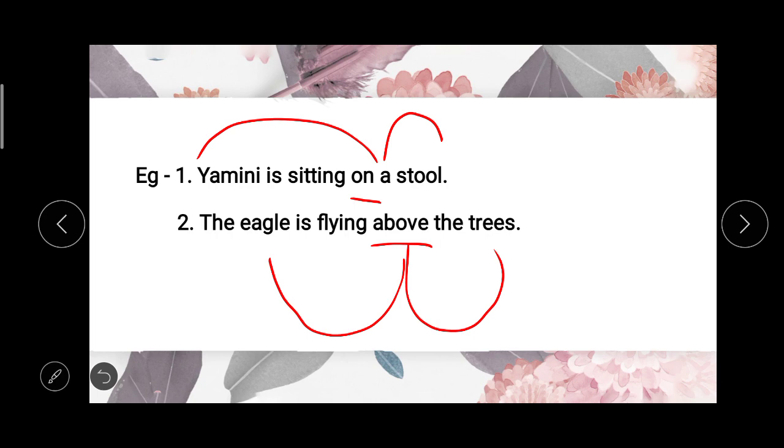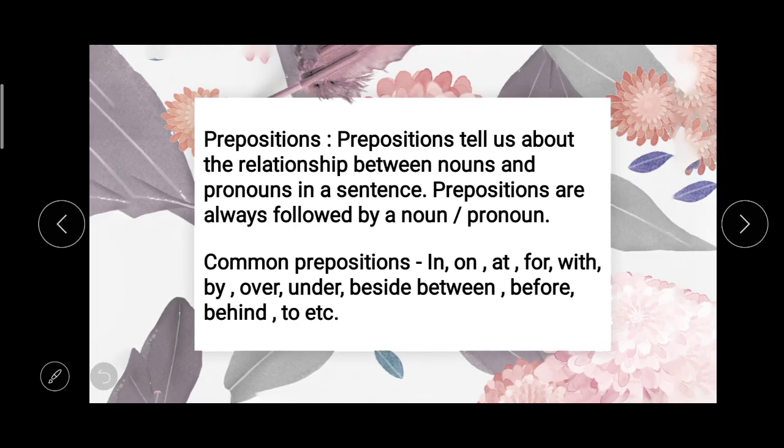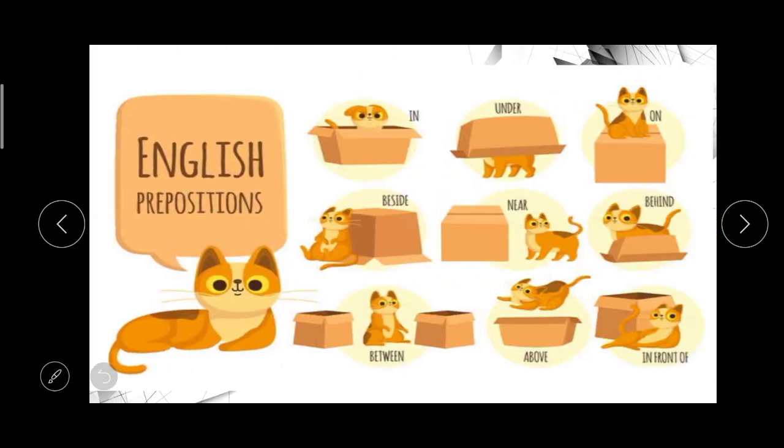And students, these words which are showing us the relationship between these two nouns in both the sentences, that is on and above, we will call them prepositions. So now let me show you the definition of a preposition. So students, prepositions tell us about the relationship between nouns and pronouns in a sentence. Prepositions are always followed by a noun or pronoun. And some of the common prepositions that we use are in, on, at, for, with, by, over, under, beside, between, before, behind, to, etc.